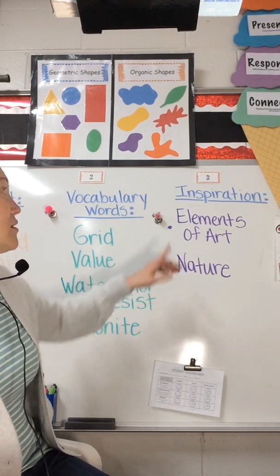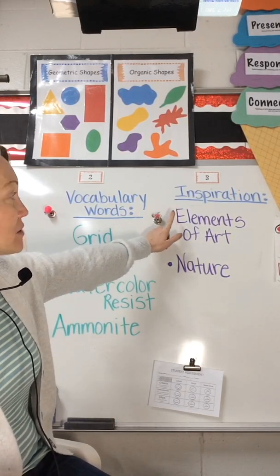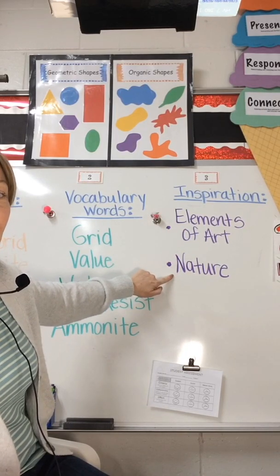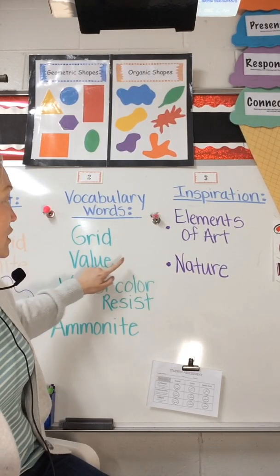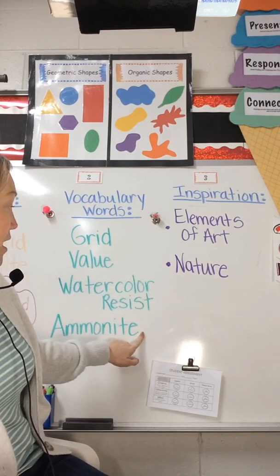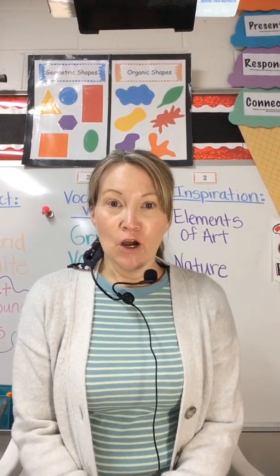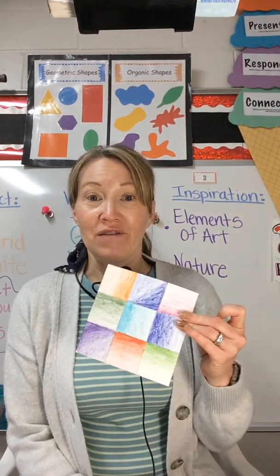Now, let's look over here. Number 3, our inspiration today. The elements of art and nature. Oh, maybe nature and Ammonite go together. Let's see. All right, friends, we are going to get started with our value grid.